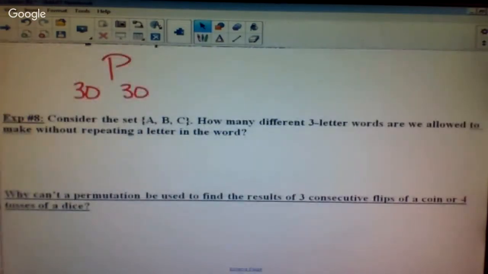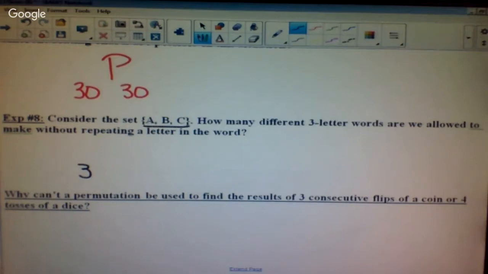Example 8. Consider the set ABC. How many different 3-letter words are we allowed to make without repeating a letter in the word? 3P3. I've got 3 letters to pick from, and I want a 3-letter word.